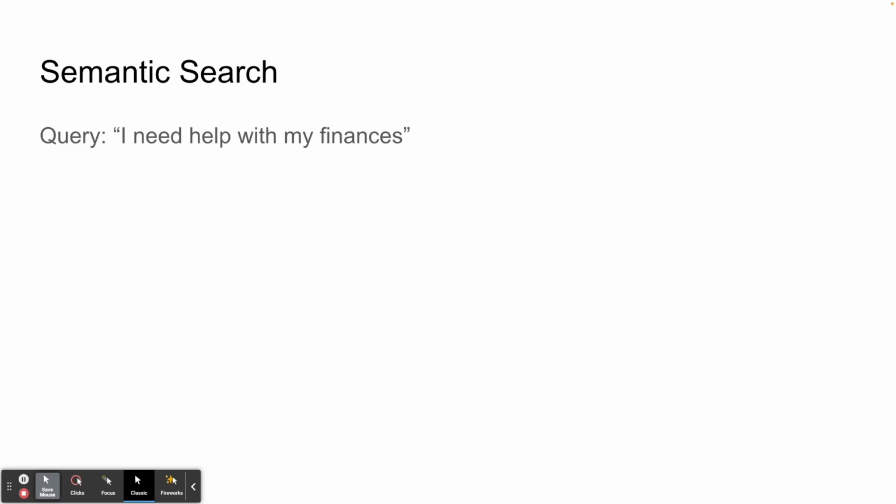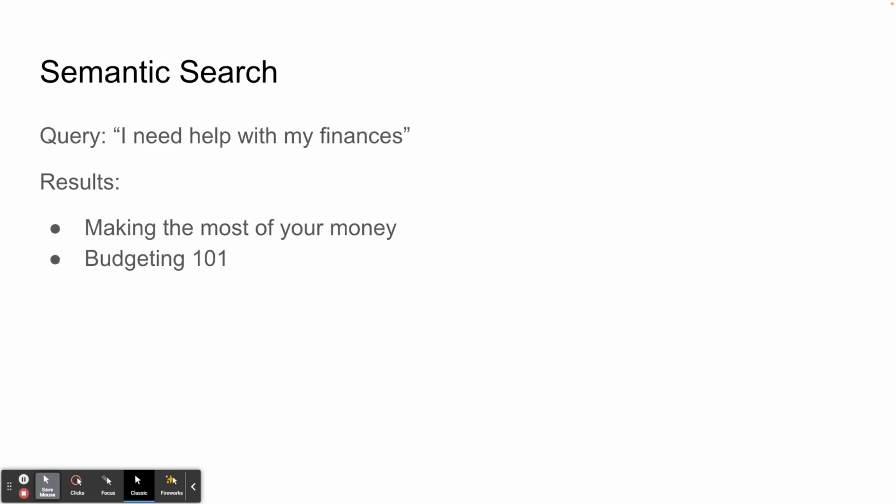That means if someone has a query about finances, the results should have documents about money, about budgeting, and those documents don't necessarily need to explicitly mention the word finance.